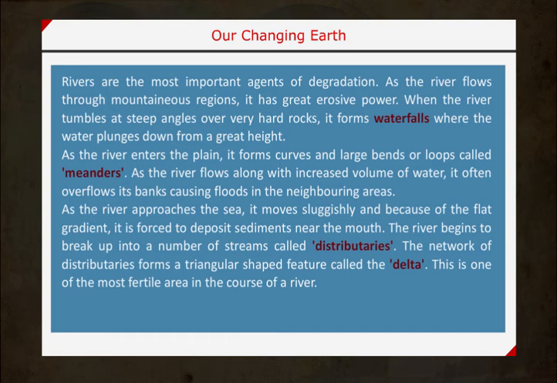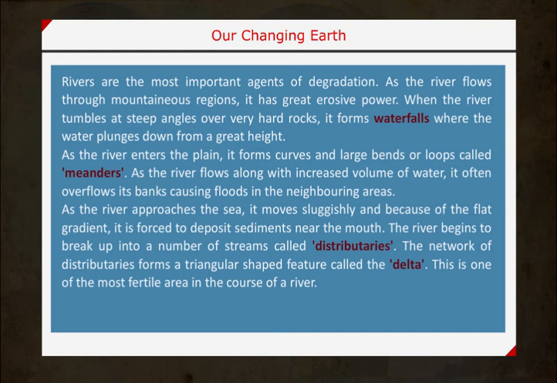When the river tumbles at steep angles over very hard rocks, it forms waterfalls where the water plunges down from a great height. As river enters the plain, it forms curves and large bends or loops called meanders. As the river flows along with increased volume of water, it often overflows its banks, causing floods in the neighboring areas.